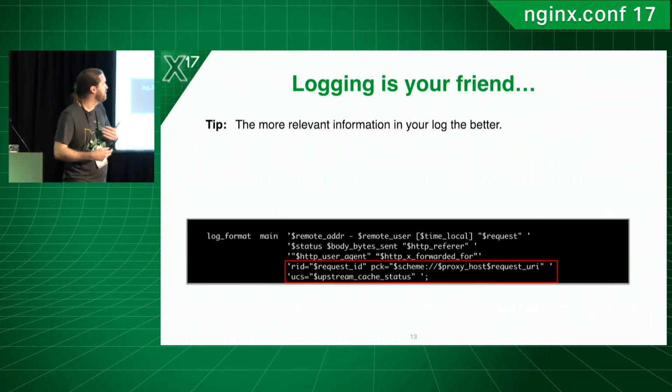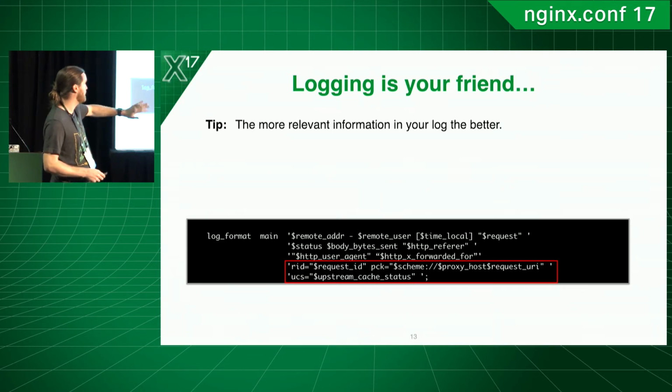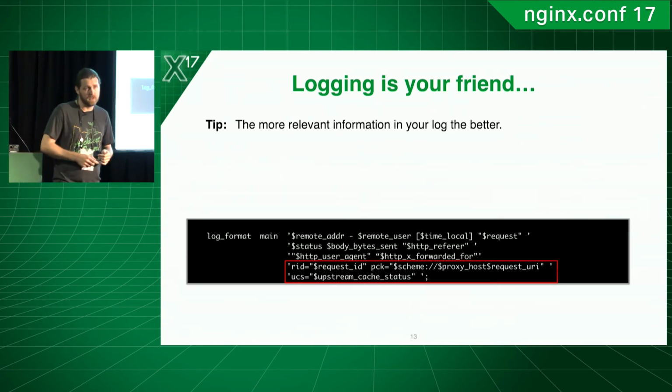This is just my personal thing. A lot of people don't think about logging with NGINX. They're using the default log. There's a few actual things that I always like to log when I'm dealing with cache, and this is just from a troubleshooting perspective. The first is the request ID variable.